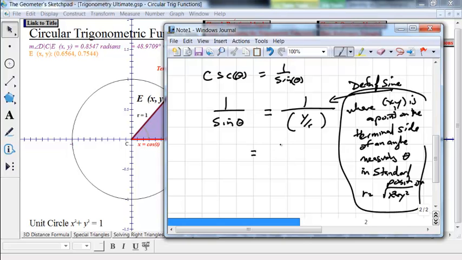Well, 1 over y over r, we could take this, for example, and multiply top and bottom by r. This is the fundamental equivalence property of fractions.